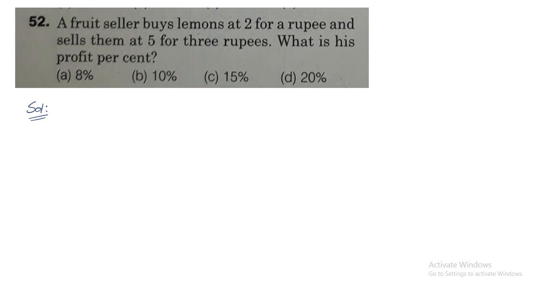Now let us see this. A fruit seller buys lemons at 2 for a rupee. That means he is buying 2 lemons for 1 rupee. You need to find out for 1 lemon. So 1 lemon is equal to 1 by 2 rupees. For 2 lemons costing 1 rupee, 1 lemon costs half a rupee. So this is the cost price.